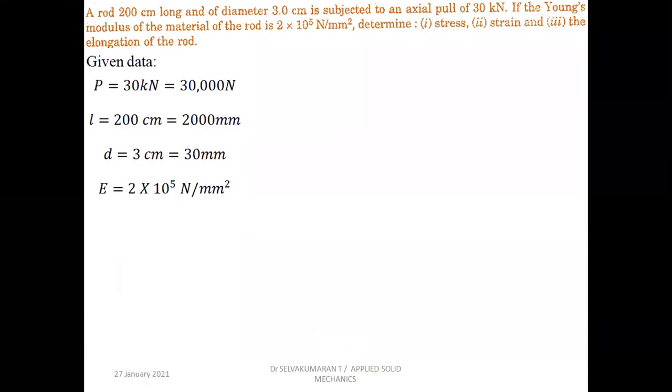A rod 200 centimeter long and of diameter 3 centimeter is subjected to an axial pull of 30 kilonewton. If Young's modulus of the material is 2 into 10 power 5 Newton per mm square, determine stress, strain, and the elongation of the rod. So these are the given data to solve the problem, and you have to find the stress, strain, and the change in length or the elongation of the rod.